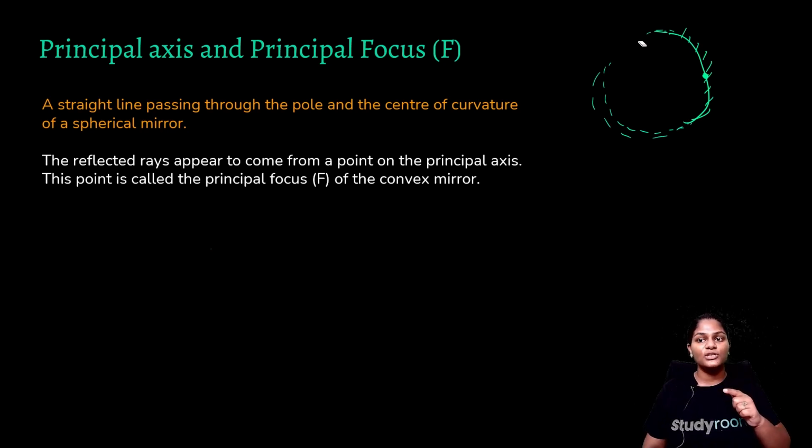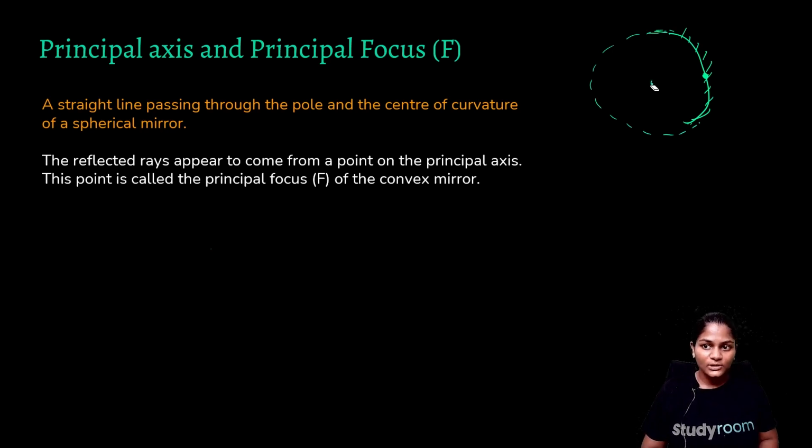You should imagine that mirror, the sphere that the spherical mirror is a part of. As soon as I say the sphere that the mirror is a part of, you should imagine this dotted line. I will not be drawing it again and again. Now, this is the center of curvature. This is the pole. This line that passes through the center of curvature and the pole is known as the principal axis.